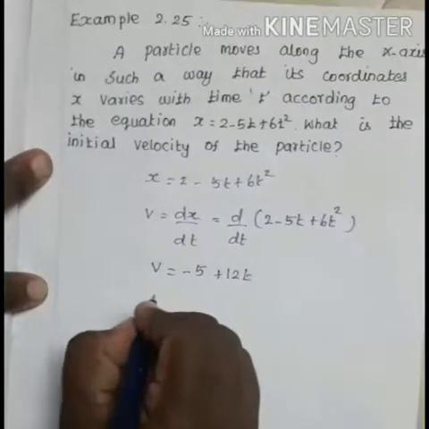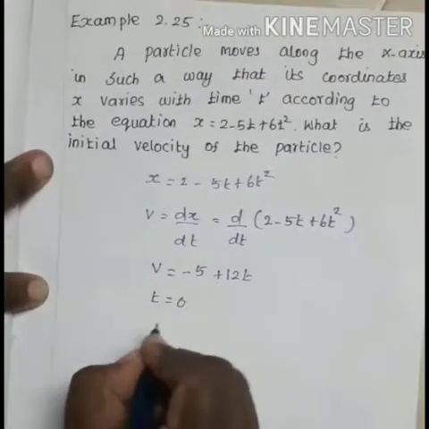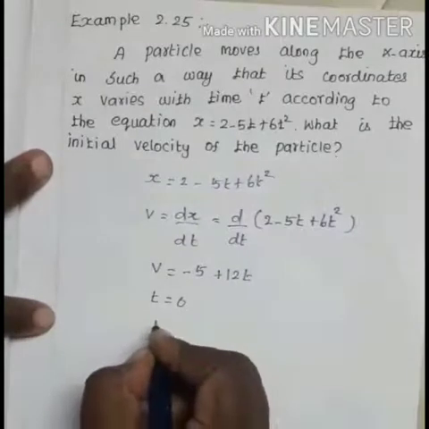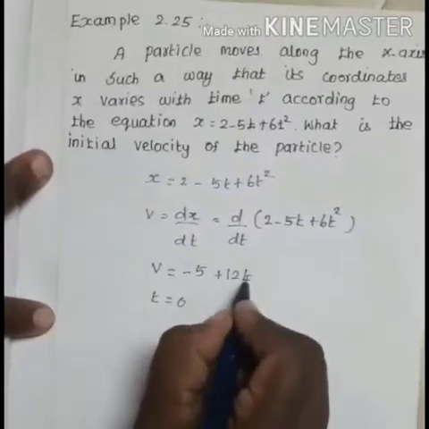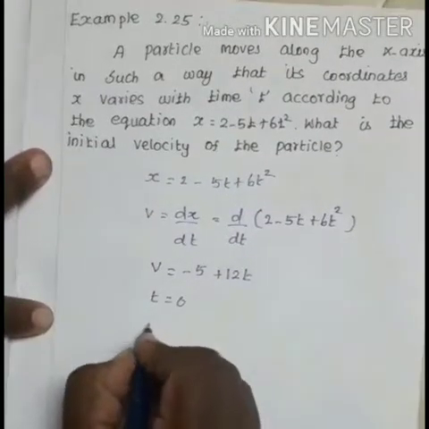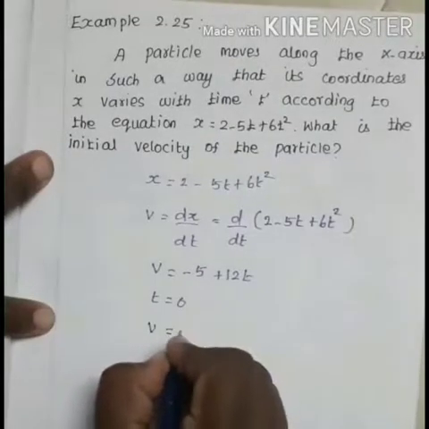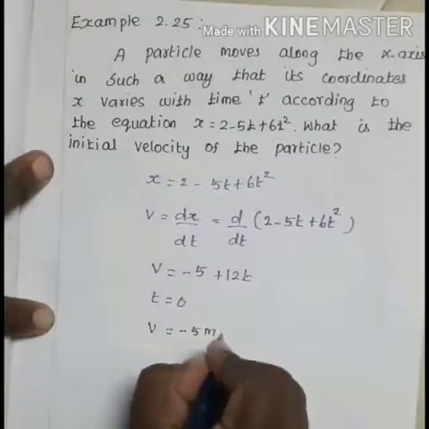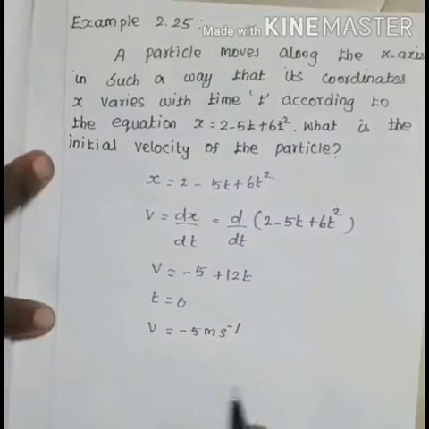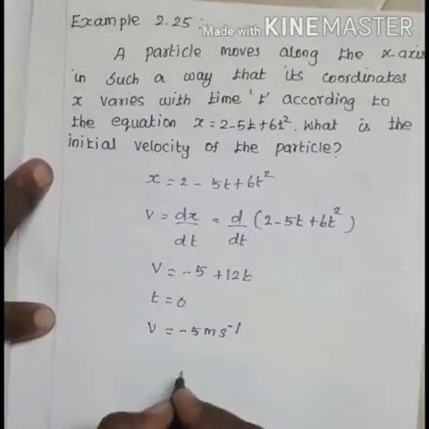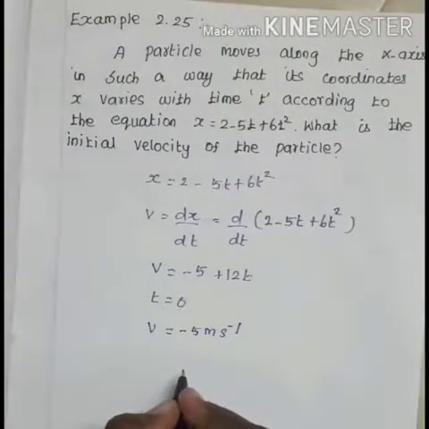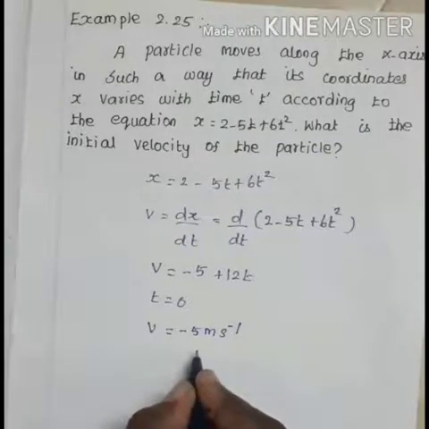For the initial velocity, t = 0. Substituting the t value in this equation, v, the initial velocity, is -5 m s⁻¹. The negative sign implies that at t = 0, the velocity of the particle is along the negative x direction.